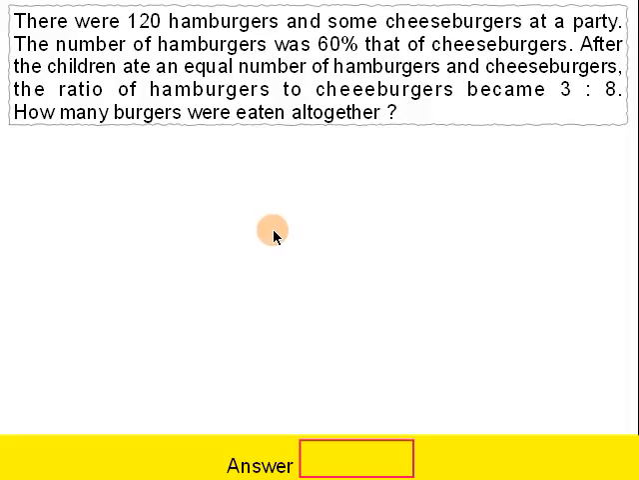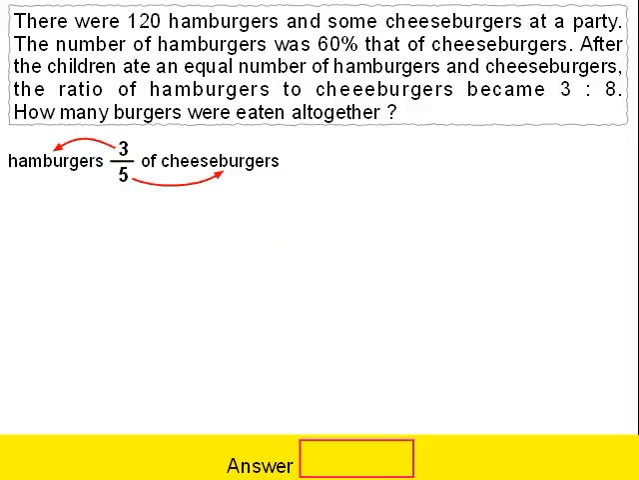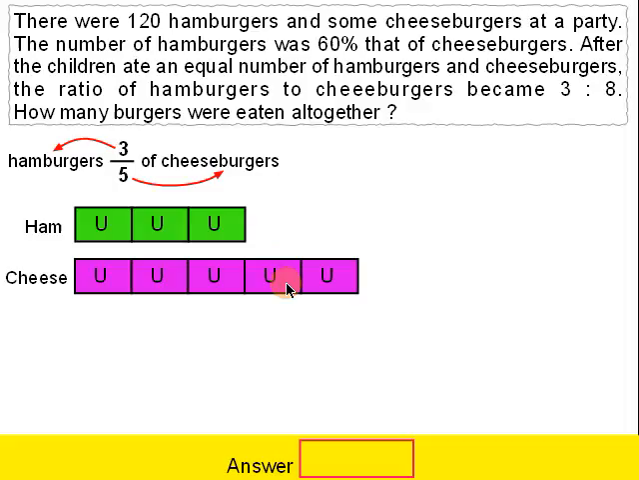Well, the question says there were 120 hamburgers and some cheeseburgers at the party. The number of hamburgers was 60% that of cheeseburgers. Alright, 60% is equivalent to 3 over 5, which means the number of hamburgers is 3/5 of the number of cheeseburgers. Or rather, when we draw the number of hamburgers to be 3 units, the number of cheeseburgers will be 5 units. That's what it means.